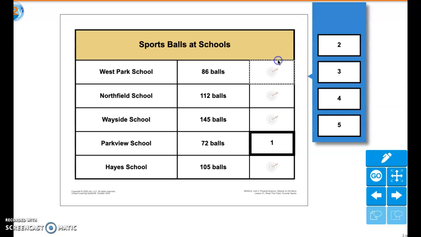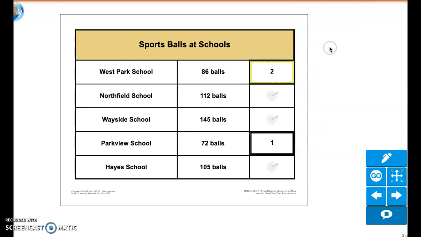All right, 86, 2. And now we need to look at the hundreds. So we have 112, 145, and 105. The number that's the smallest is 105. So if we take off this 100, we can just look at these numbers here, 12, 45, and 5. That helps us a little bit.